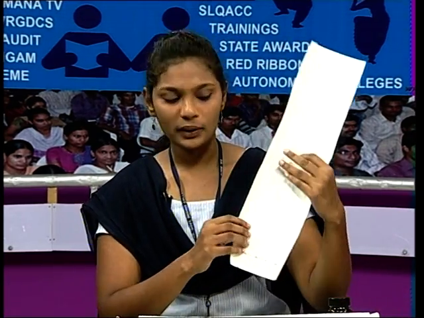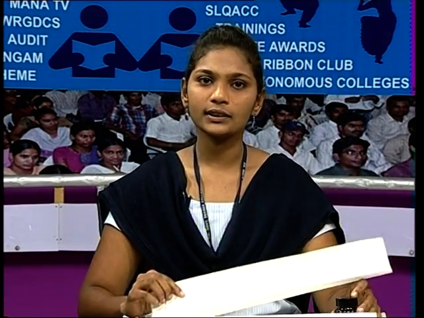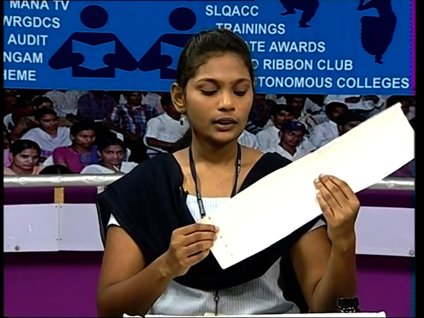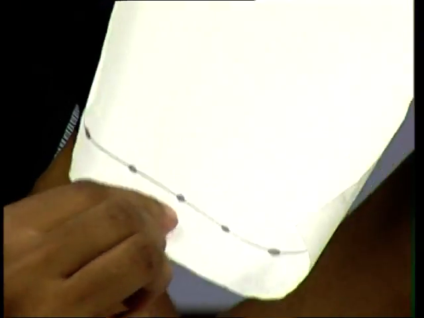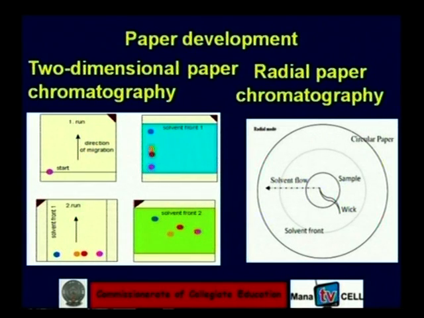The sample application is done mainly using a sterilized toothpick or a capillary tube. The sample application should be like this, with a distance of 1.5 centimeters between each sample. After this, the paper should be kept in a suitable solvent and the paper is developed. Paper development is of 4 types: ascending paper chromatography, descending paper chromatography, 2-dimensional paper chromatography and radial paper chromatography.